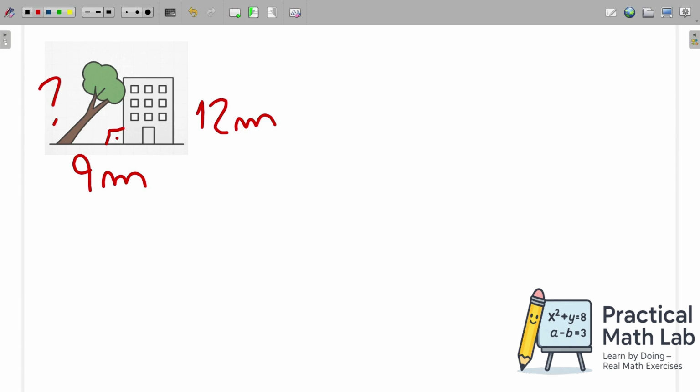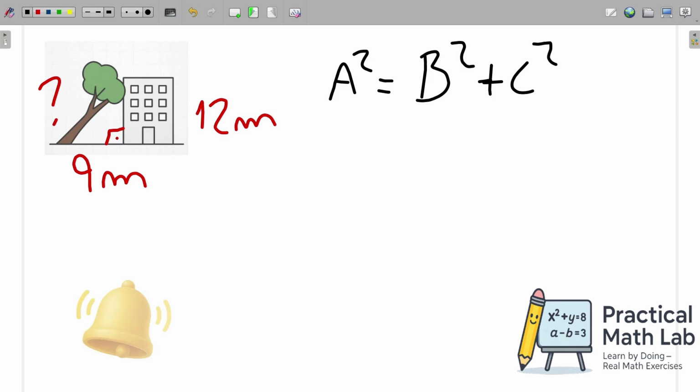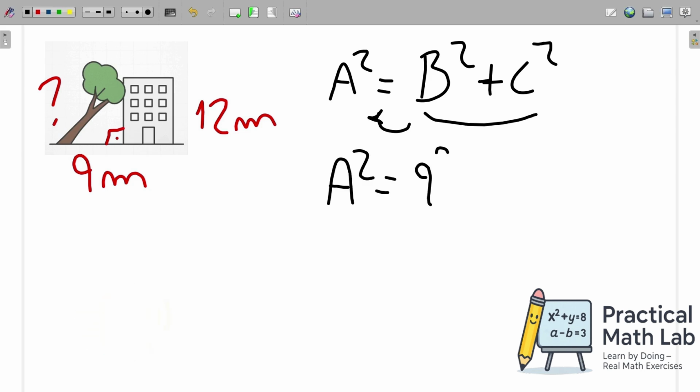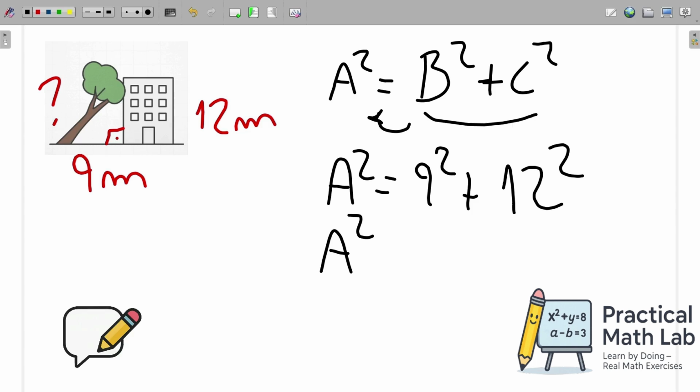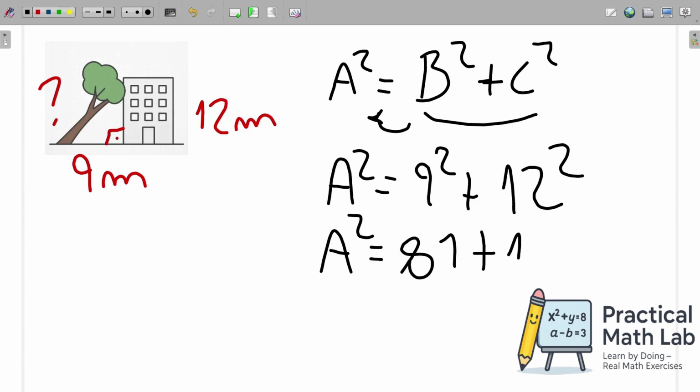So, applying the Pythagorean theorem here, which is a squared equals b squared plus c squared, meaning the sum of the squares of the legs is equal to the square of the hypotenuse. Now let's substitute. a squared equals 9 squared, which is one leg, plus 12 squared, which is the second leg. So a squared, the hypotenuse, equals 81 plus 144.